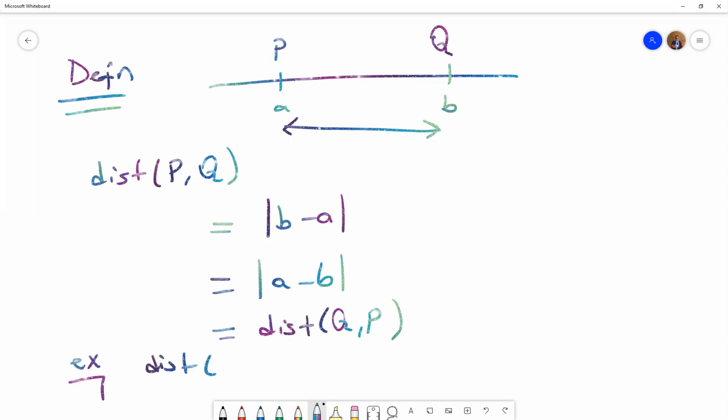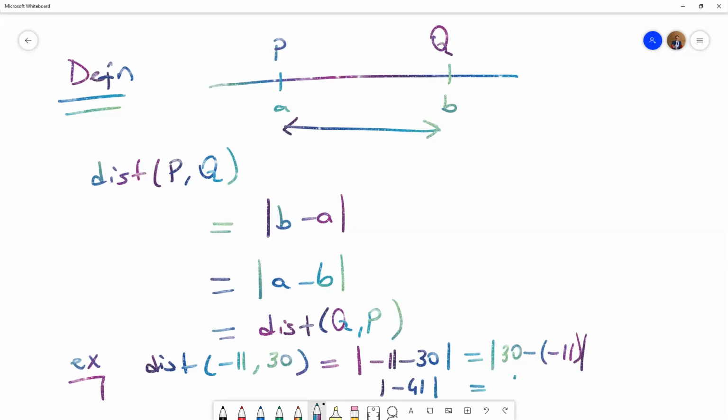So this is a small example for this one. Distance between -11 and 30 is equal to, you may see in absolute value, |-11 - 30|, or |30 - 11|. So they are the same. You may see it is -41, and here is 41. So they are all the same as 41. Yeah, this is about the distance part.